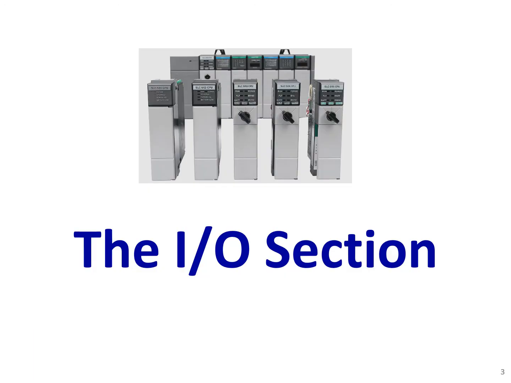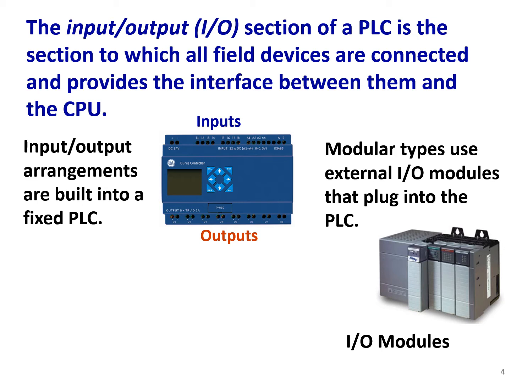The I/O section. The input-output section of a PLC is the section to which all field devices are connected and provides the interface between them and the CPU. So here we have a CPU, inputs and outputs. Input-output arrangements are built into a fixed PLC. This is a fixed PLC, and this one is a modular PLC. Modular types use external I/O modules that plug into the PLC.